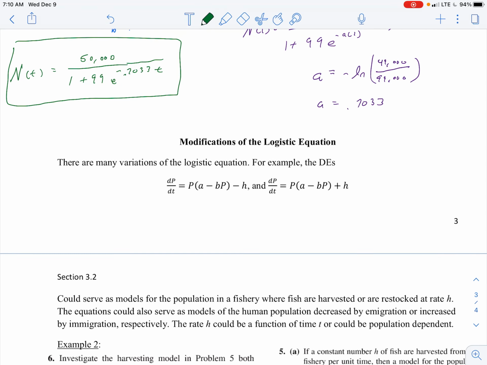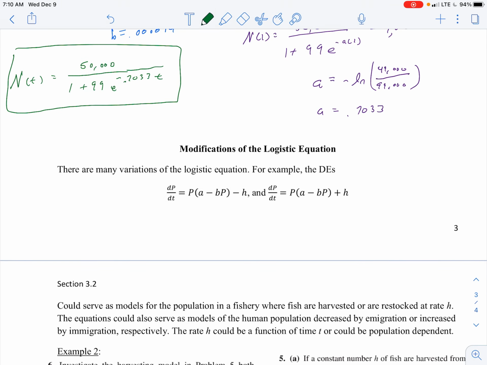So here you see this is an example. These could serve as models for the population of a fishery where fish are harvested, minus h, or restocked, plus h, at rate h. The equations could also serve as models of the human population decreased by immigration or increased by immigration, respectively. The rate h could be a function of time, t, or could be population dependent. Alright, so we'll work on example 2.